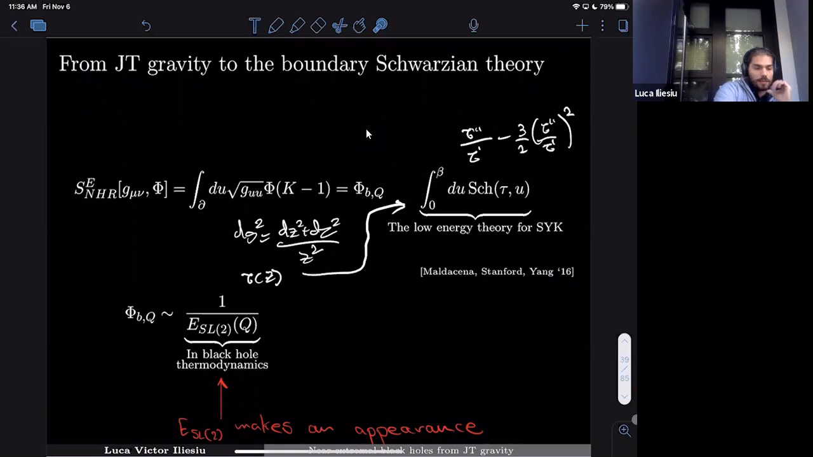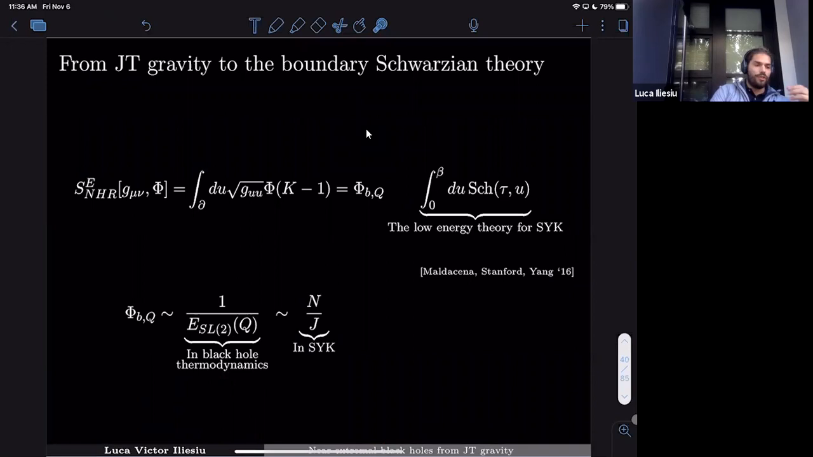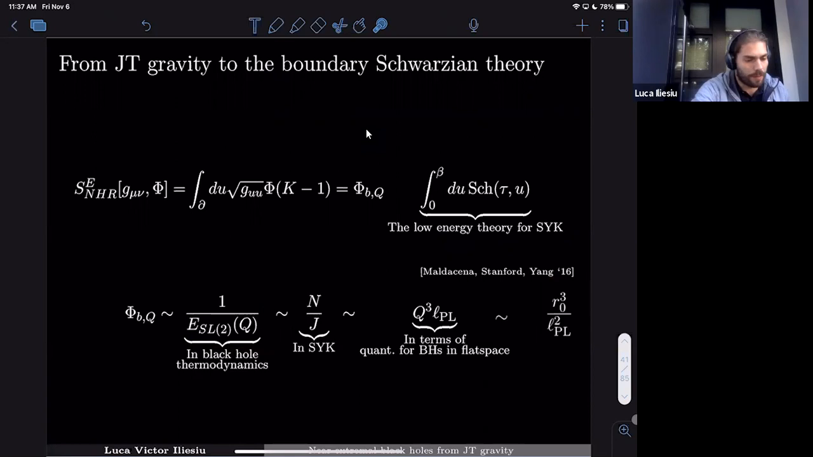And for those of you that are more accustomed to SYK language, this is given by N over J, where N is the number of fermions and J is the typical scale of the coupling constant. In terms of black hole quantities, I can also rewrite this energy scale E_SL2 as the ratio between the radius of the horizon to the third power and L Planck squared. So this is just to give you an idea that this is actually a very small energy scale. Nevertheless, as we'll see, it's a very important energy scale that differentiates non-supersymmetric from supersymmetric black holes.